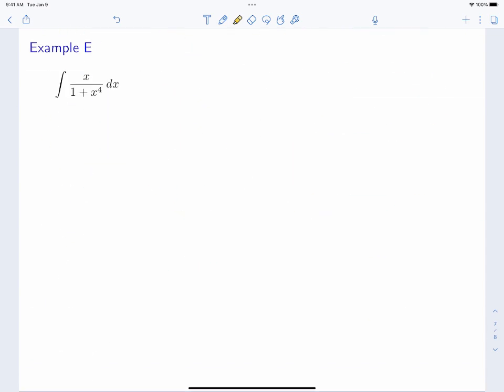Example E. The integral of x over 1 plus x to the 4th dx. Well, this kind of looks like our inverse tangent antiderivative. Let's just remind ourselves of the rule again. So our rule that we're thinking about using here is the integral of 1 over 1 plus u squared du equals inverse tangent of u plus a constant. So this is the rule that we're going to use here.